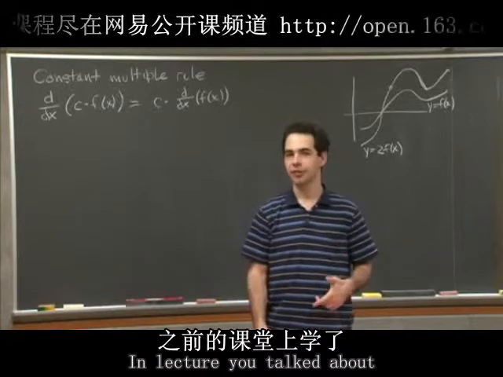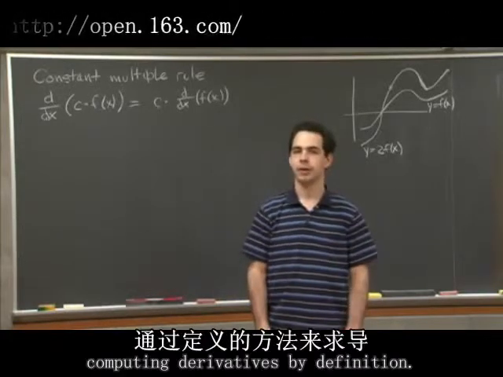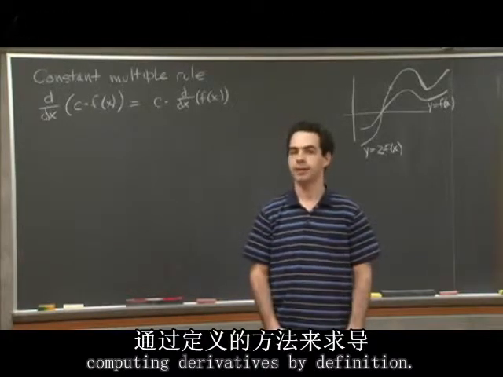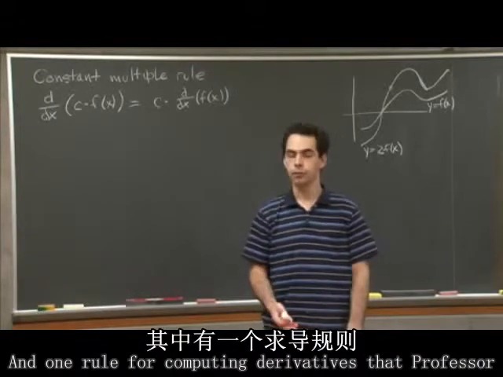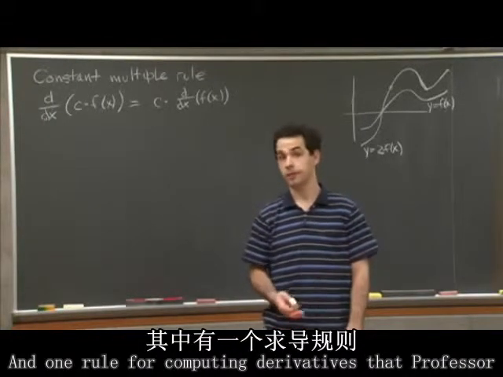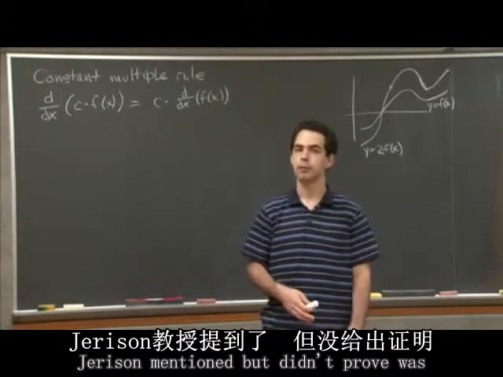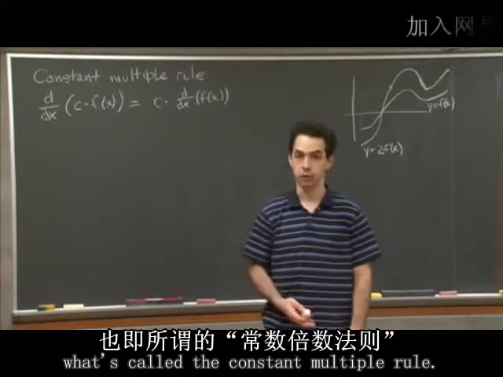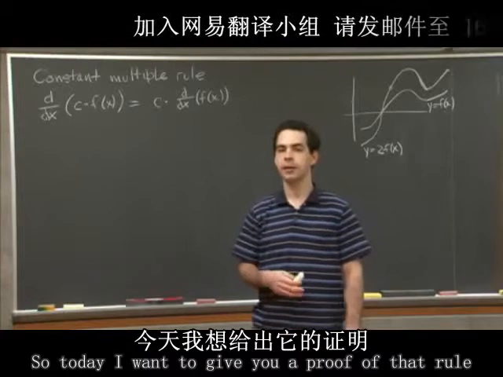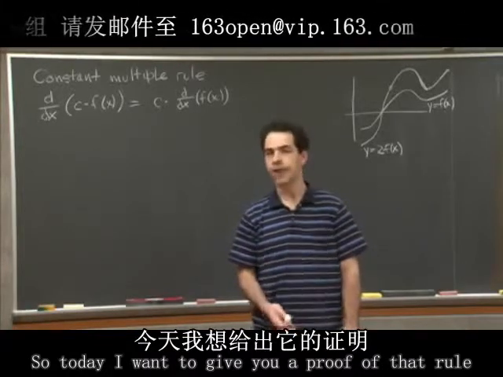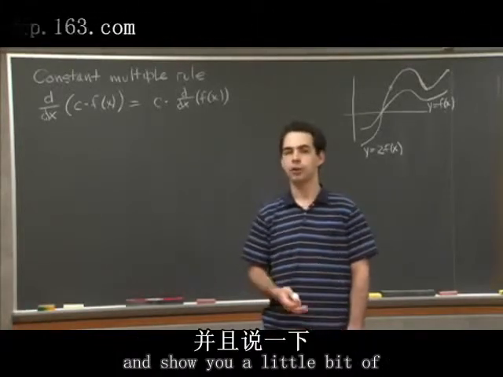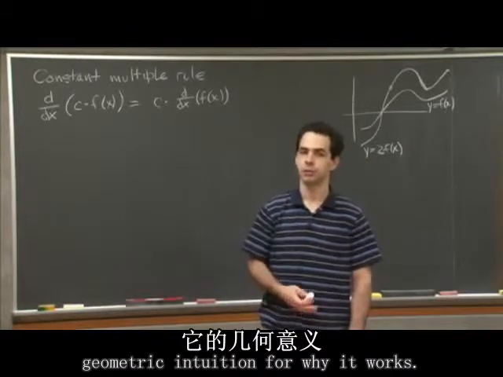In lecture, you talked about computing derivatives by definition. And one rule for computing derivatives that Professor Jarrison mentioned but didn't prove was what's called the constant multiple rule. So today I want to give you a proof of that rule and show you a little bit of geometric intuition for why it works.